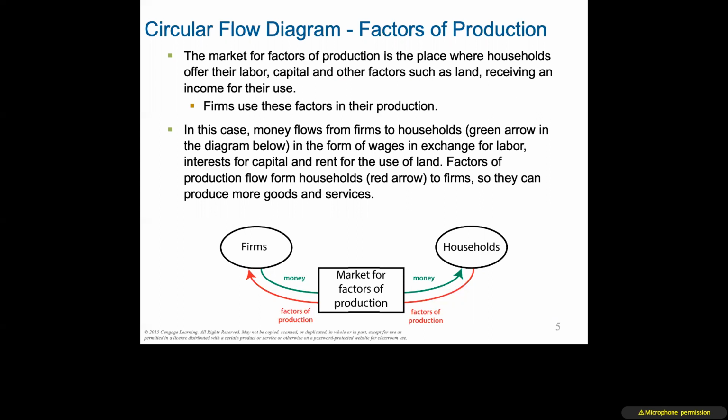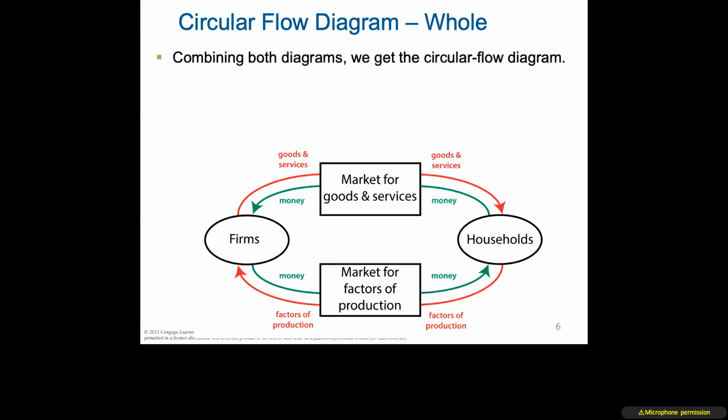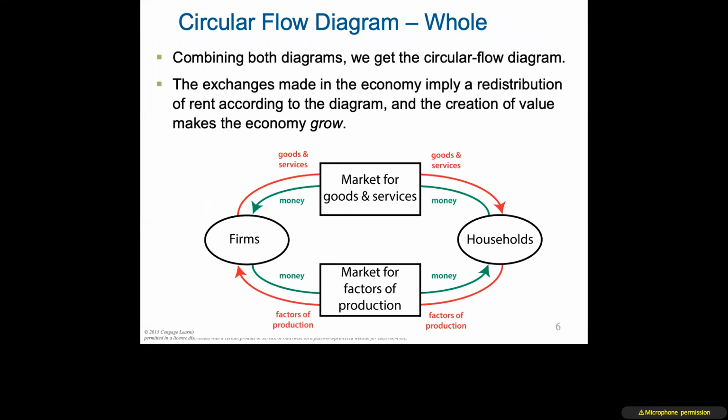Because we will get to the banking system, and of course, capital is required for the purchases of what? Things such as capital goods. Capital goods are what? Factories, plants, trees, etc. And then rent. The factors of production flow from the households to the firms so they can produce more goods and services. So when you put these together, you've got the circular flow diagram. And the exchanges made in the economy apply a redistribution of rent according to the diagram. And what it's doing is it's making the economy grow.